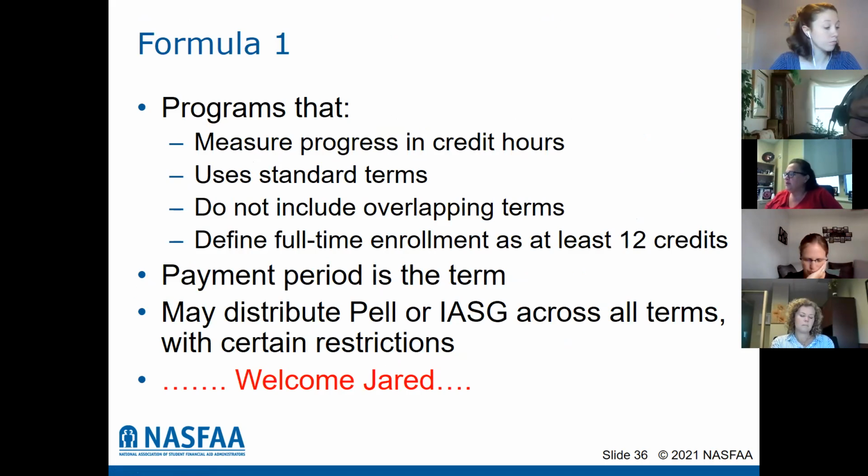Formula 1, programs that measure progress in credit hours uses standard terms. This is what most of us are using. They do not include overlapping terms. Define full-time enrollment at least 12 credits. So that's pretty much where most of our definitions are going to be. The payment period is the term, and you may distribute Pell or IASG across all terms and certain restrictions.